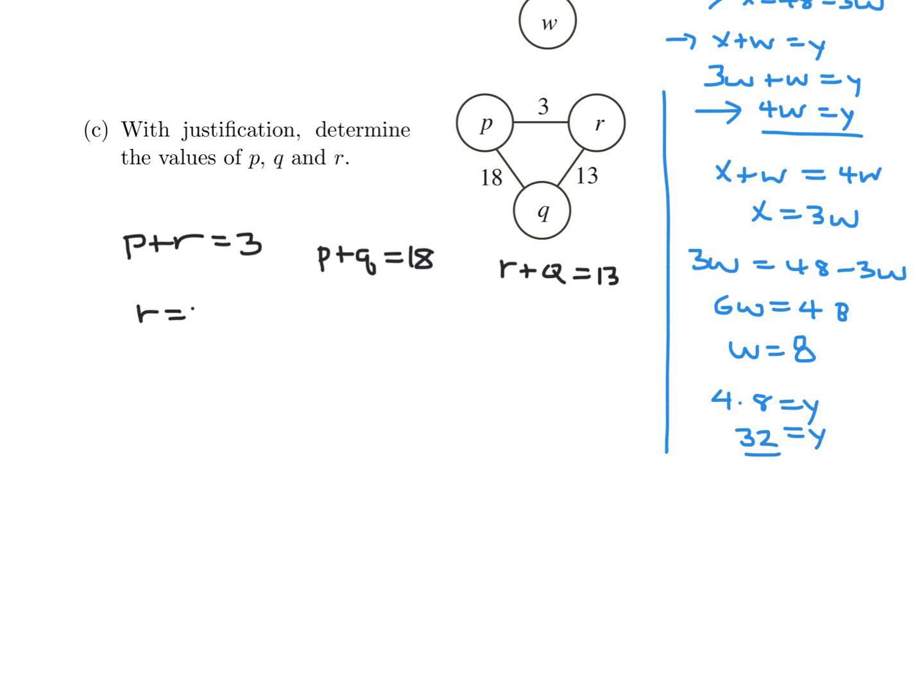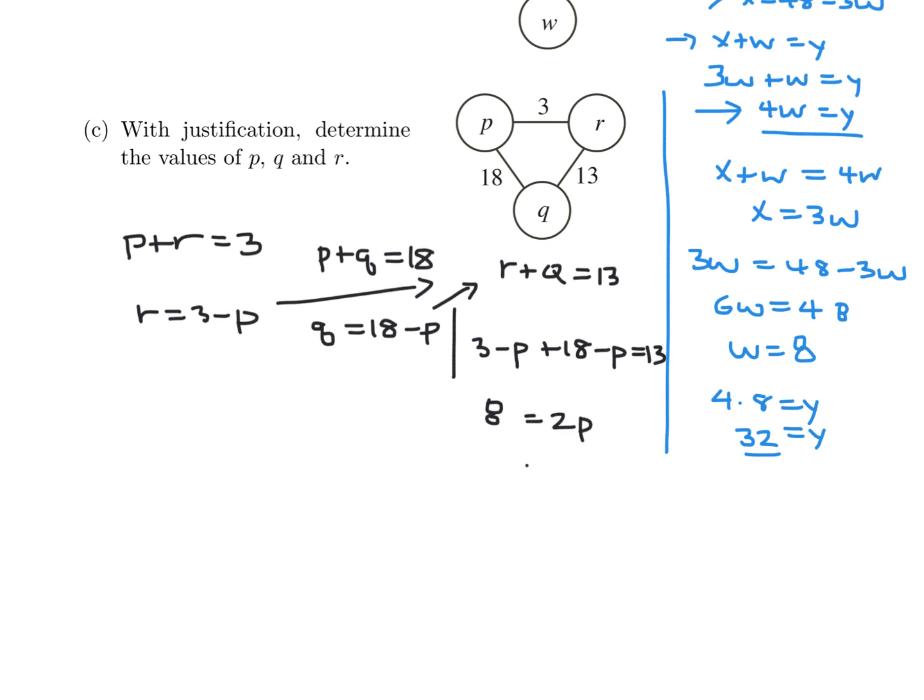So, I guess just isolate for some variables here. r is 3 minus p, and then q is 18 minus p. And then sub those into here. So we would have r plus q, so that's 3 minus p plus 18 minus p, is 13. And therefore, 21 minus 13, so that's going to be 8, is equal to 2p, and therefore p is equal to 4.